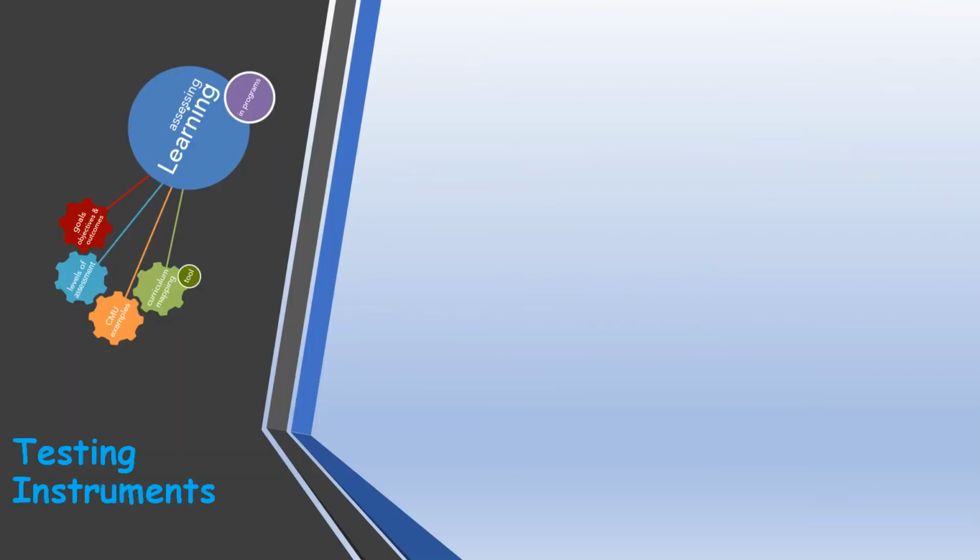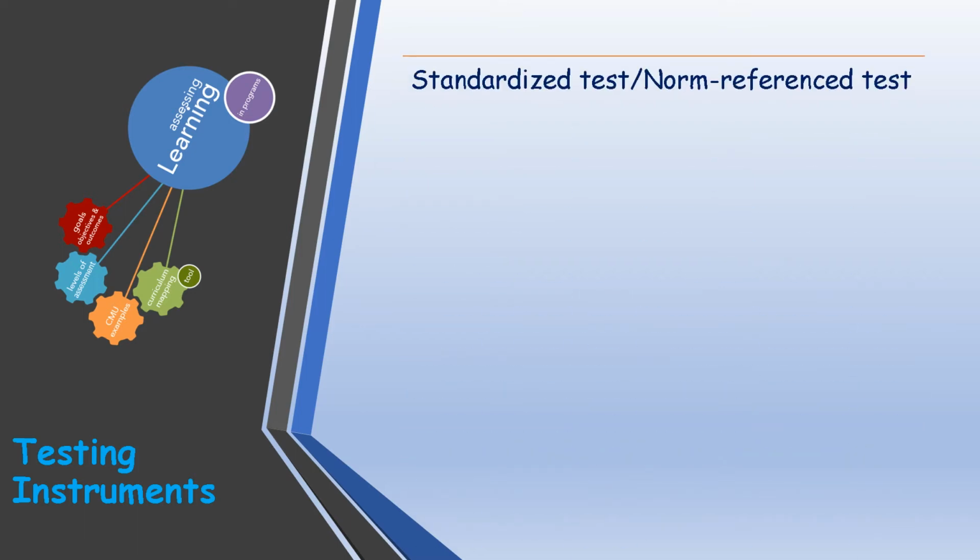Formal assessment is composed of different testing instruments. The first one is standardized test or norm reference test. This is a test designed to measure individual performance as compared to an identified norm group. Number 2, test battery. Test battery is a group of several tests standardized on the same norm group so that the test scores are comparable.